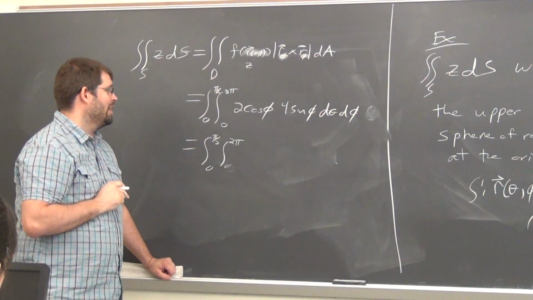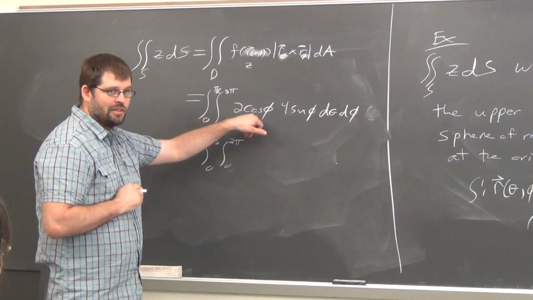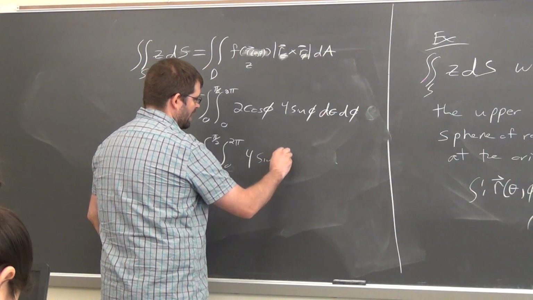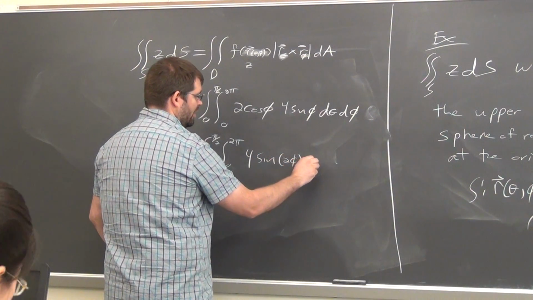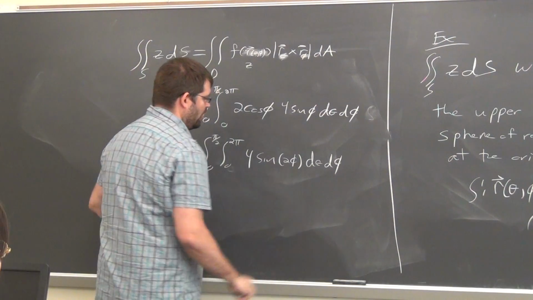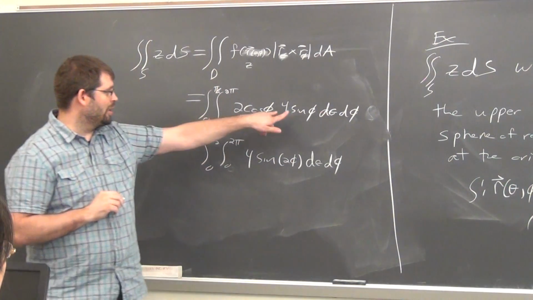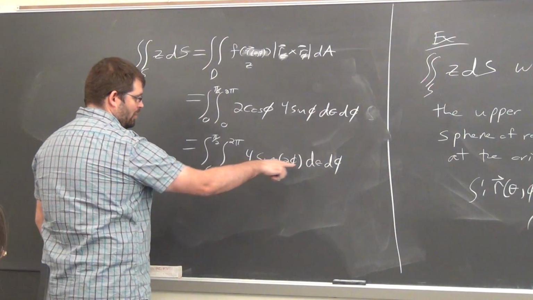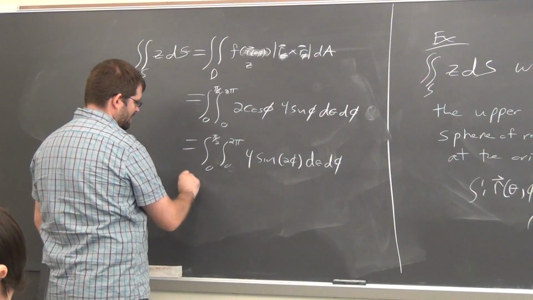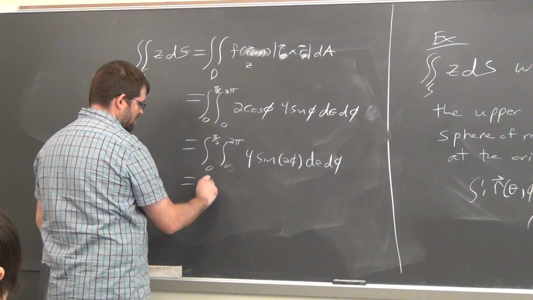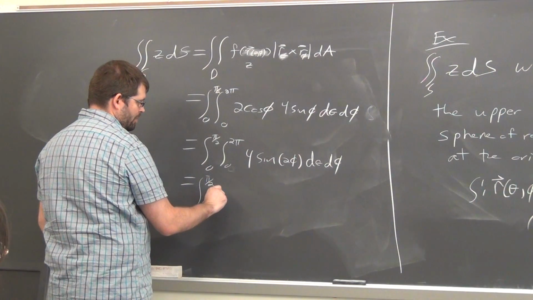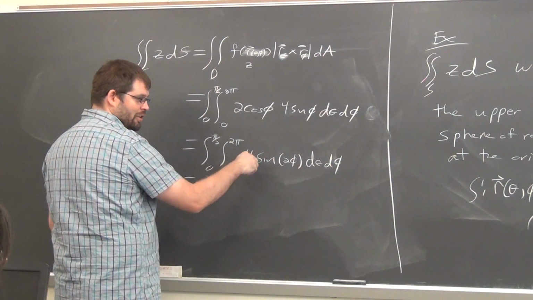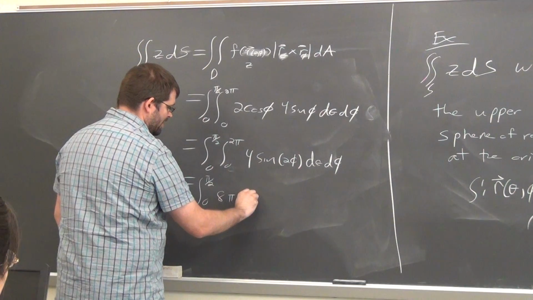Do this however you want. 2 sine cosine is sine of 2 whatever, and so this can become 4 sine of 2 phi d theta d phi, or you could do a substitution of u equals sine or cosine, right? Either way will be fine. Integrating that with respect to theta is just going to give you what? 8 pi. Yeah, so it'll be this times theta, and so when you plug in the 2 pi, you'll get 8 pi sine of 2 phi.